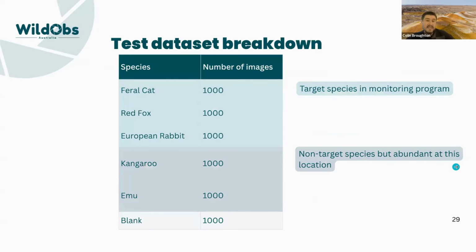So our test data set was fairly simple. We included the target species, so cats, foxes, and rabbits. We also included species which were not relevant to the monitoring program, but were commonly occurring at that location, in fact, making up a large portion of the images captured on the cameras. And we also included blank images just to create more noise in the data set and to simulate a real world example.